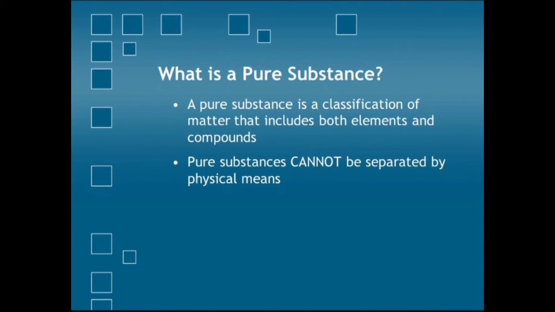For you to be able to know what is element and compound, first, let us identify what is a pure substance. A pure substance is a classification of matter that includes both elements and compounds. Pure substances cannot be separated by physical means. From its word pure, it means hindi siya kayang paghiwalayin physically.